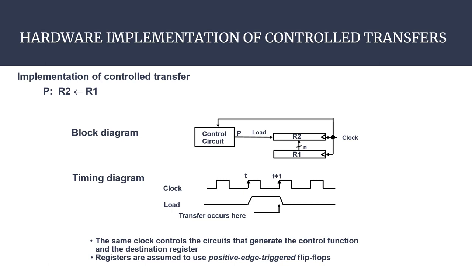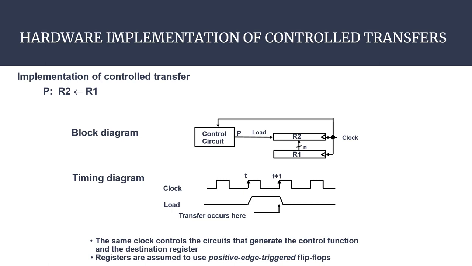Here we can easily see that we have a register R1 as a source register, R2 register as a destination register, and these two registers are connected by n-bit lines which are used to transfer the contents of R1 to R2. So these are called the data lines, and the size of the register R1 and R2 is n bits. That's why we write here n like this.